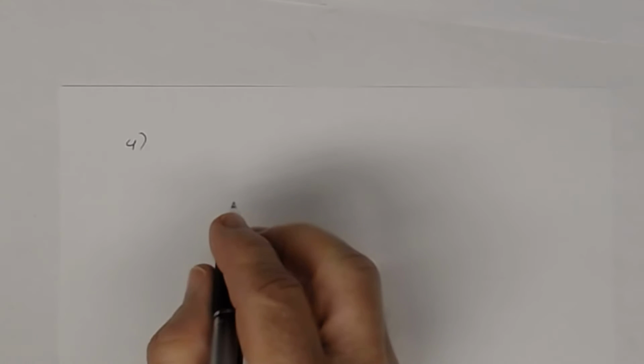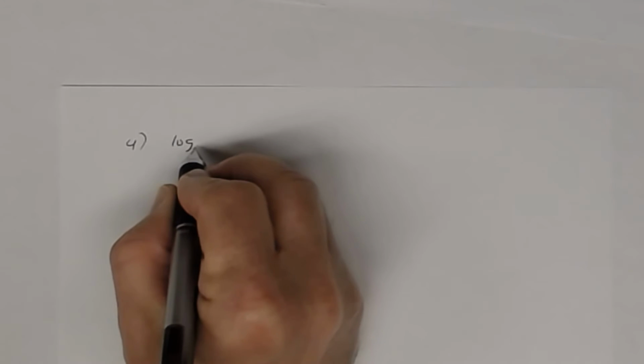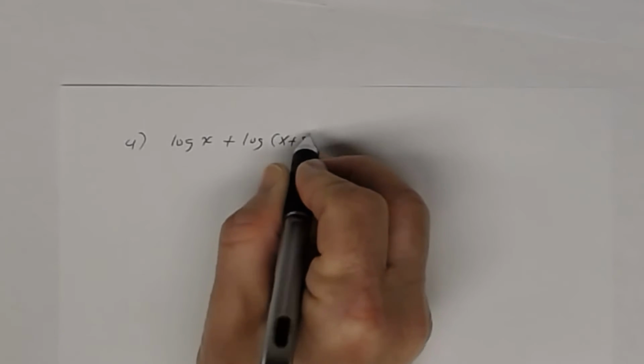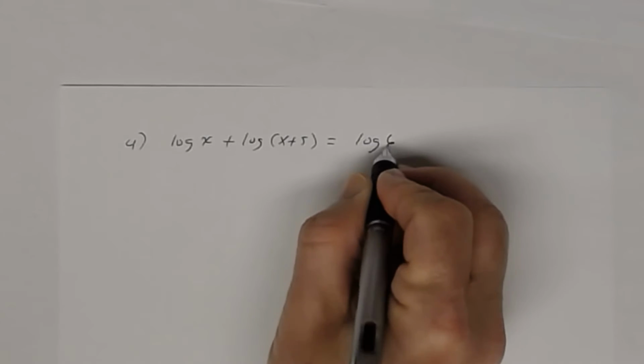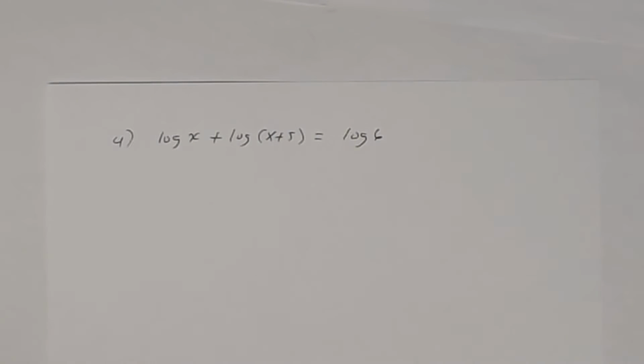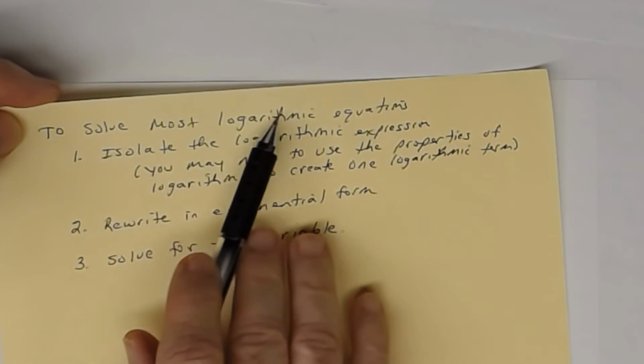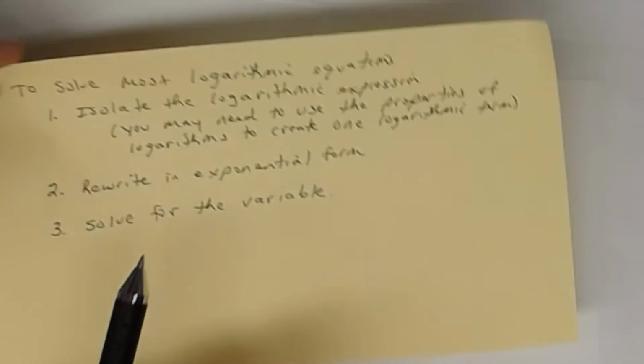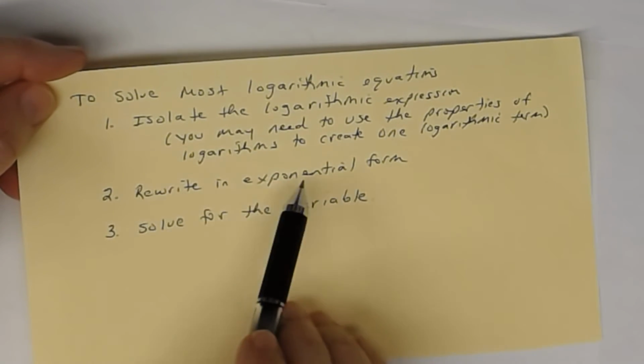Okay, number 4. So let's go to number 4. So in number 4, we have this equation. We have the log of x plus the log of x plus 5 equals the log of 6. All right, now remember, so again, now notice right here it says to solve most log equations. I did use the word most, and so when we get to this point, you're going to see that I am not going to use the second step, and you're going to see why.